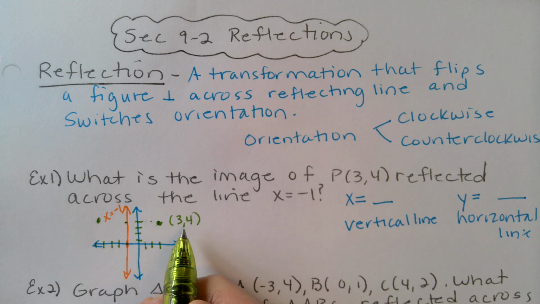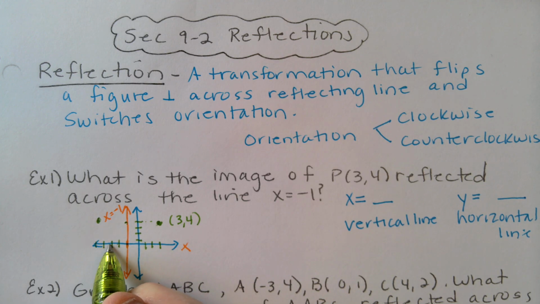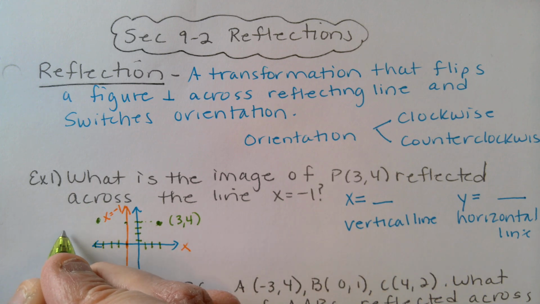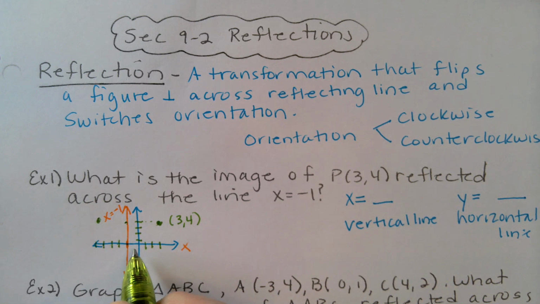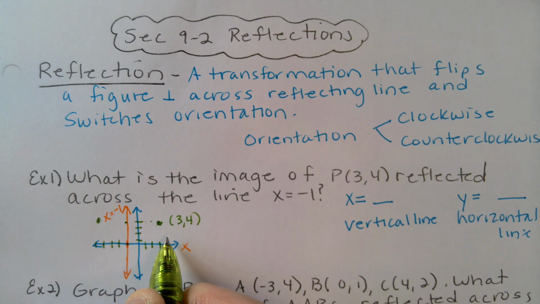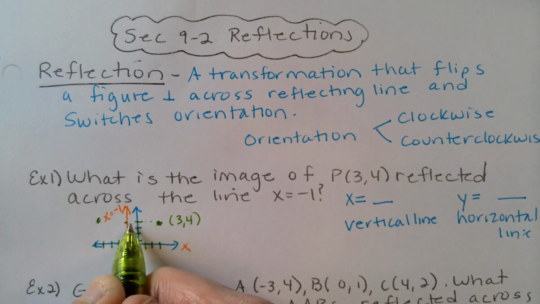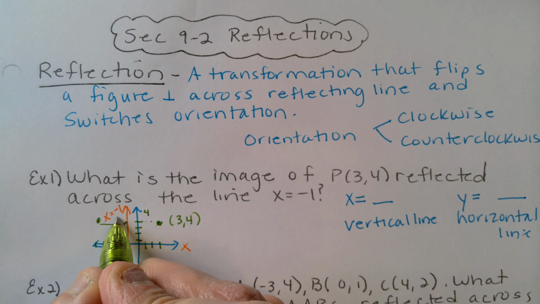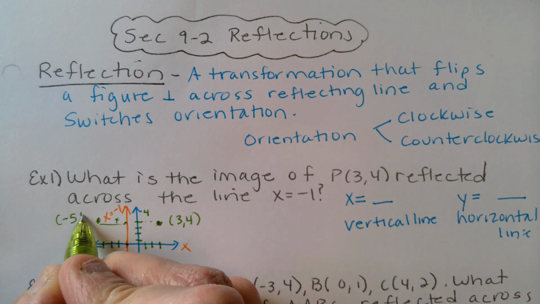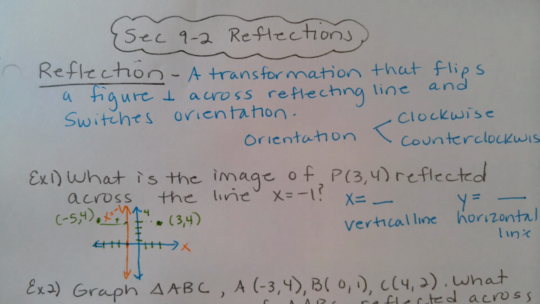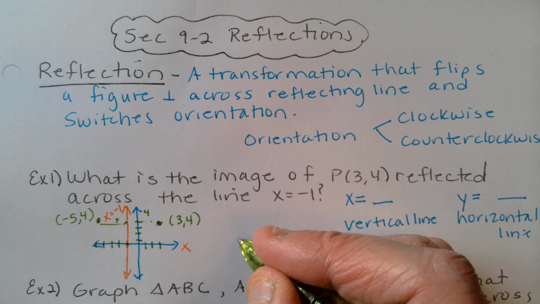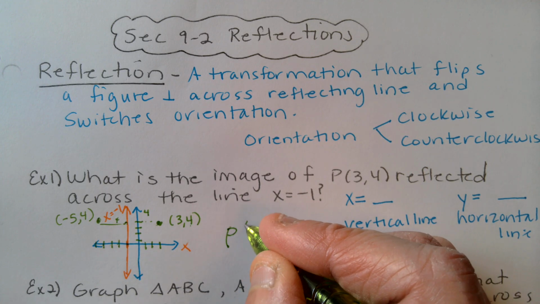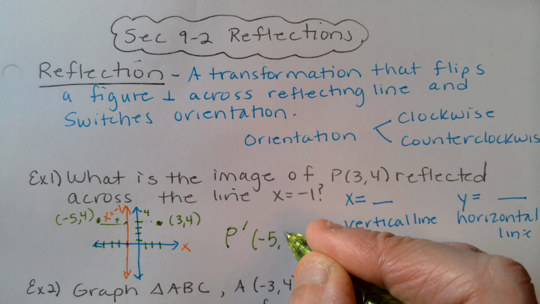So what would that be? It's going to be -1, 2, 3, 4, 5. No. Wait, what was that one? I'm sorry, I just lost track of what I was doing. So there's 4 spots between here, and so I need 4 spots between here. So that's a -5, and then the 4 is the same, so up there. Okay, so there's your answer. P prime would be -5, 4.